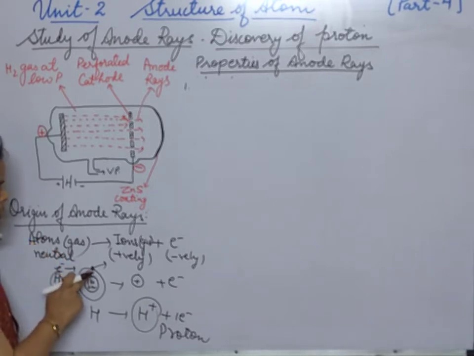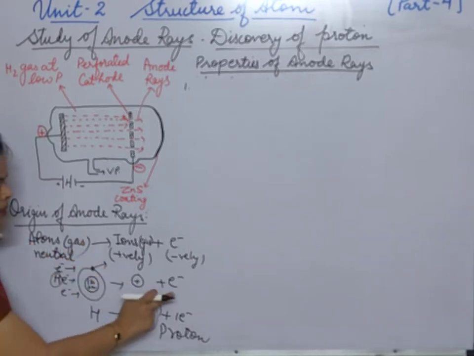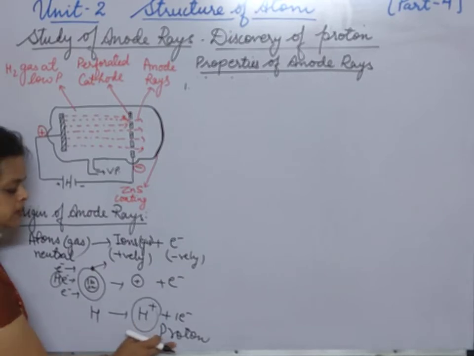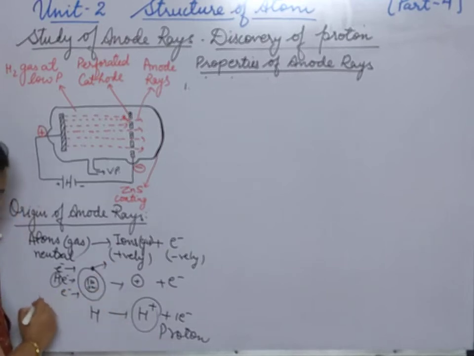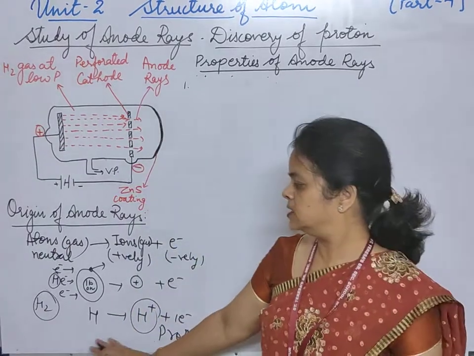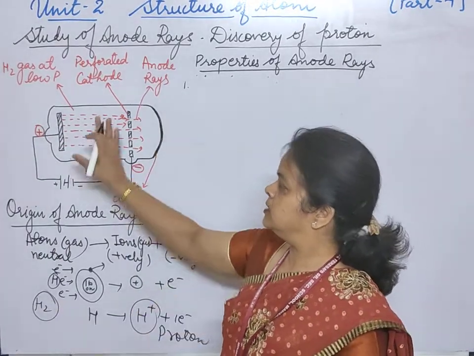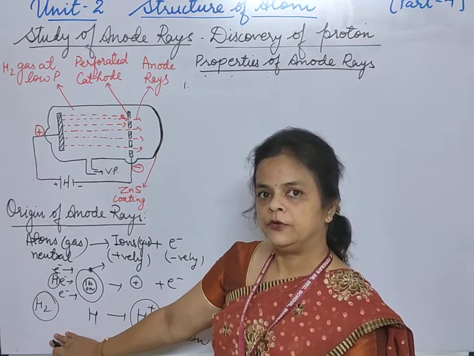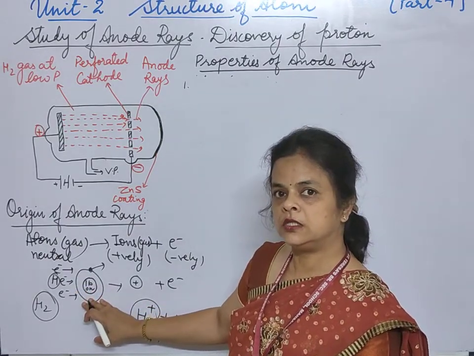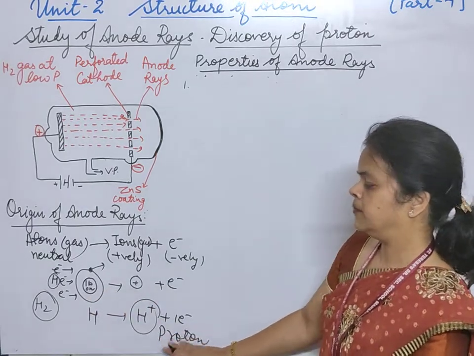neutron and one electron. When this electron comes out, it leaves behind a positively charged residue, and it is called a proton. So when we are talking about hydrogen gas, the positively charged residue is called a proton. So if somebody asks you what do you mean by protons, they are the positively charged residues. When in the discharge tube we take hydrogen gas, by the bombardment of electrons on the atoms of hydrogen, it leads to the formation of protons.